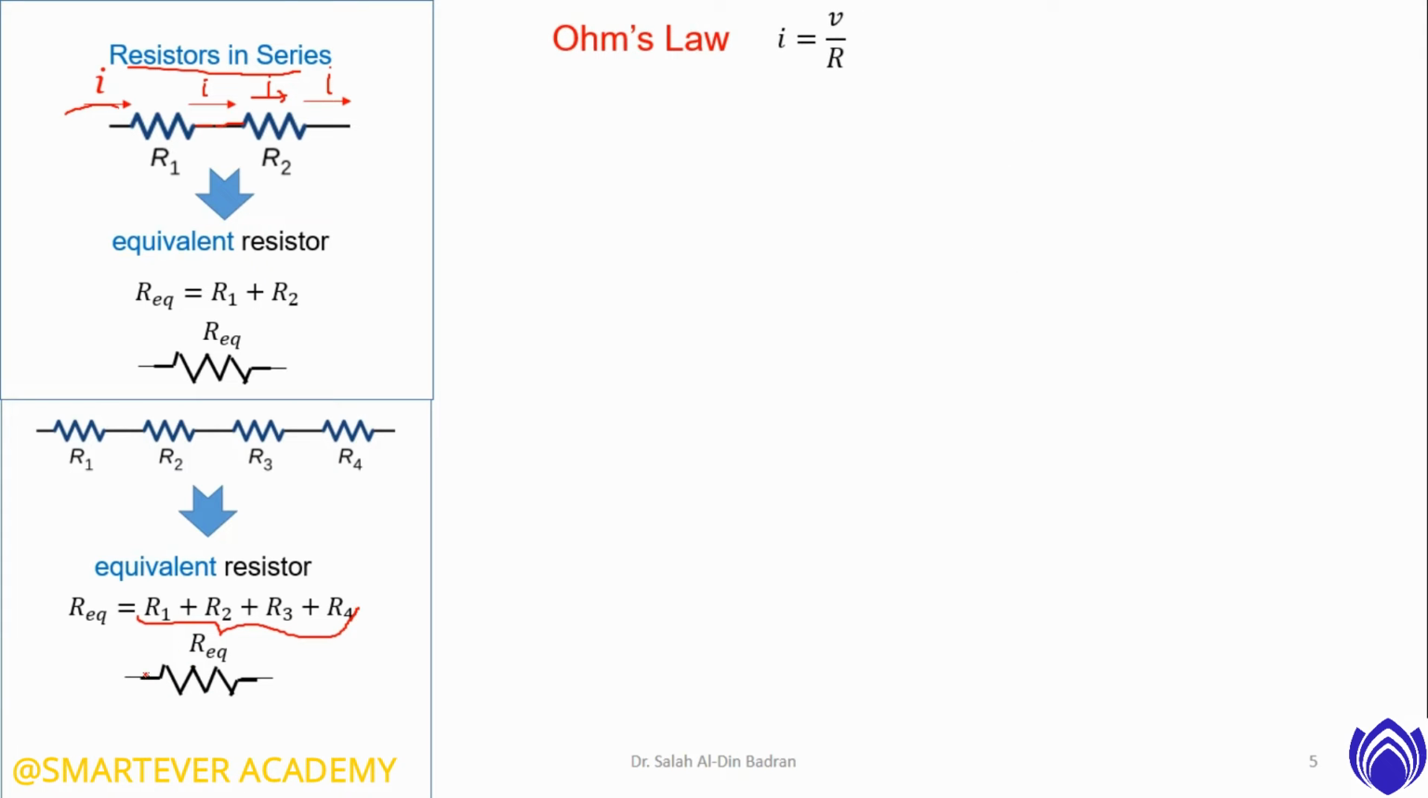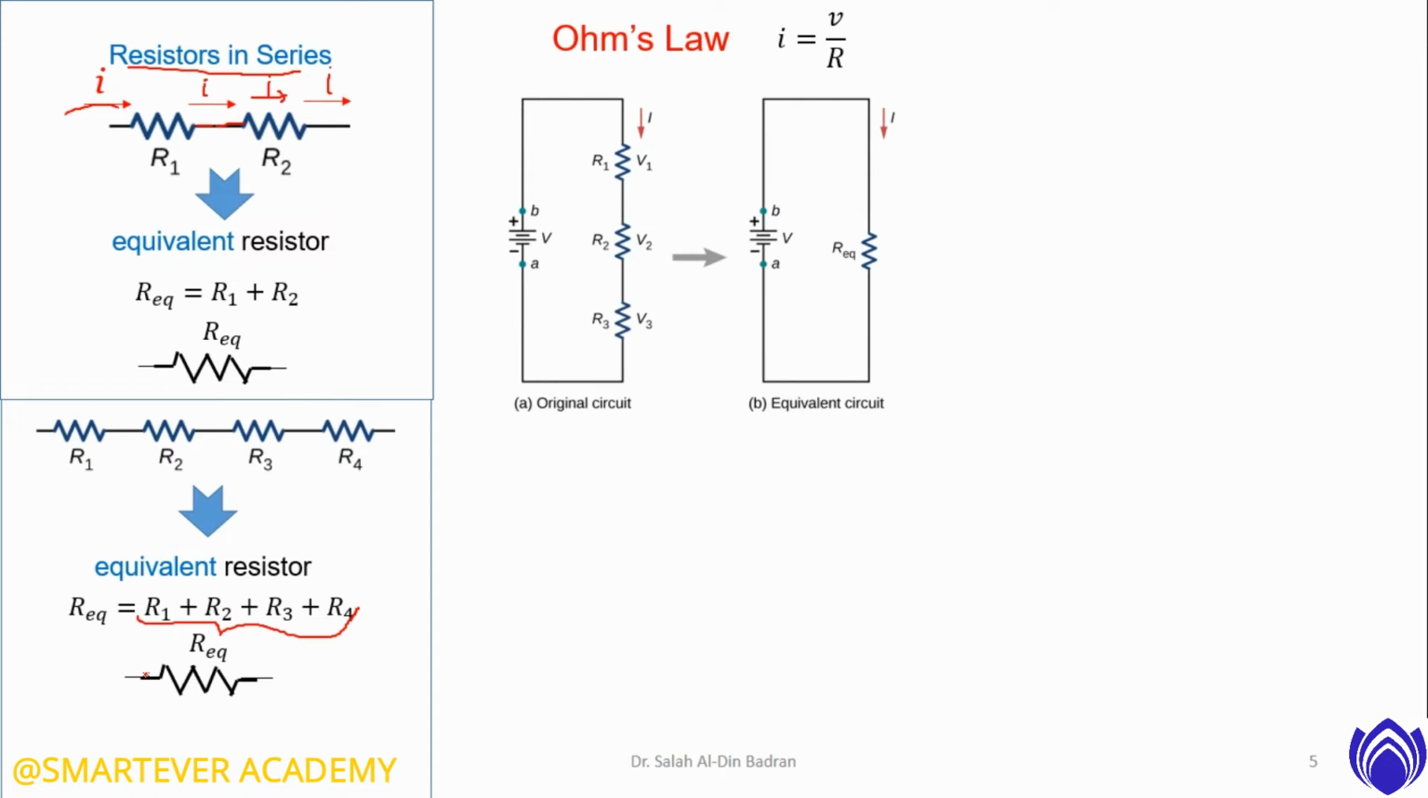Ohm's law. This is the most important and basic law that we use in electrical circuits. I is equal to voltage over resistance. For example, if we have this circuit, this is the active source. This is plus and this is minus. These are the two terminals, A at the negative terminal, B at the positive terminal.